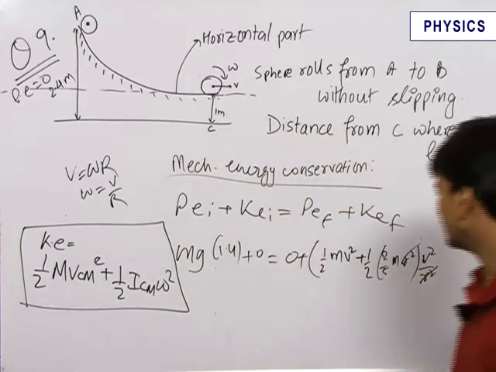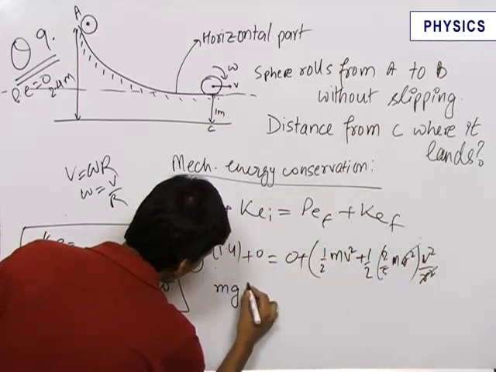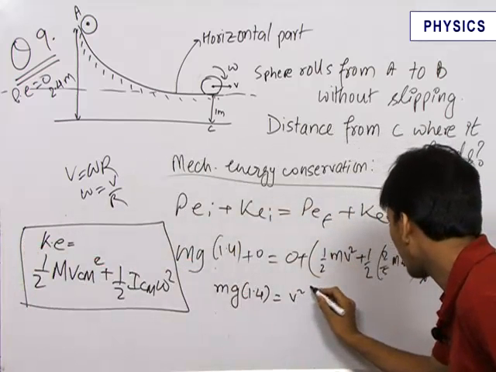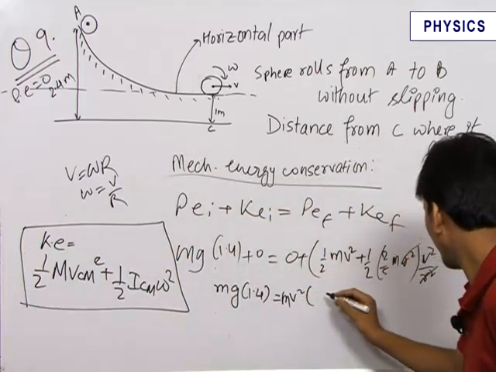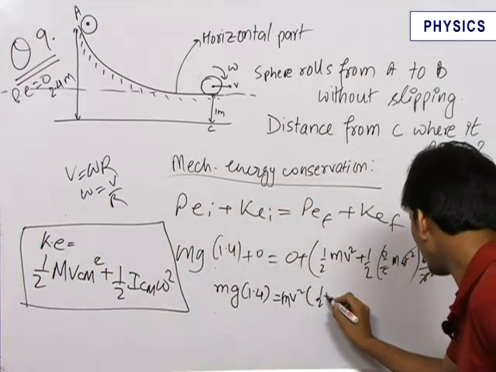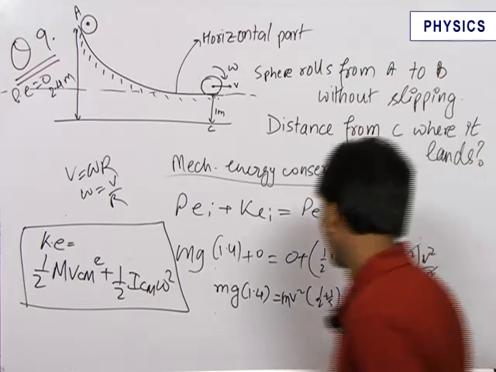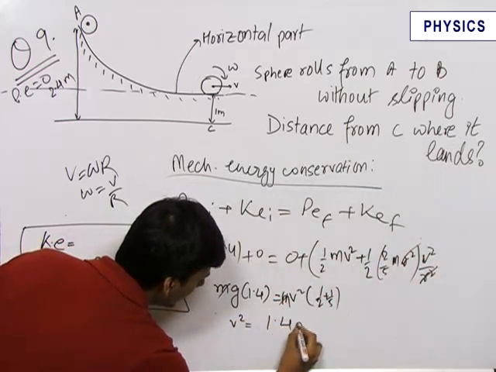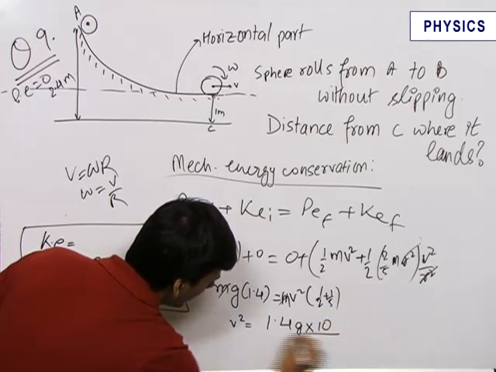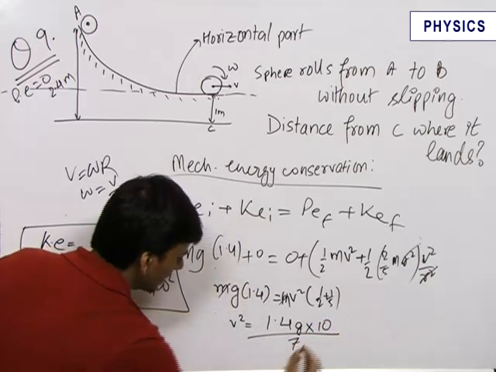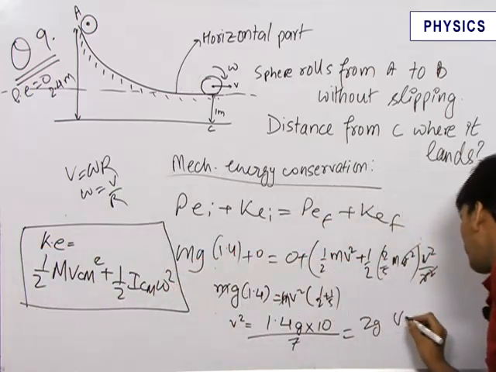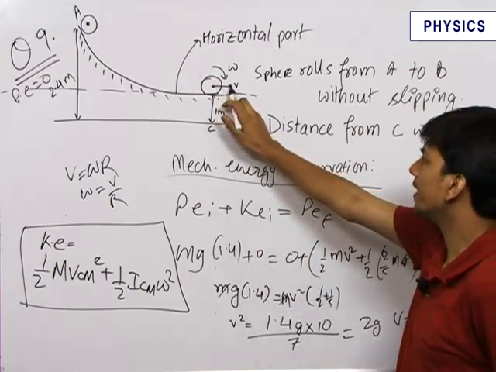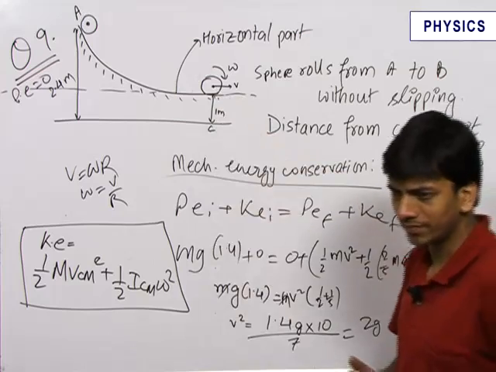This R square gets cancelled to give us the result mg into 1.4 is equal to m v square into (1 by 2 plus 1 by 5). M gets cancelled. We get V square is equal to 1.4 g into 10 by 7. This comes out to be 2g. Therefore, velocity is equal to root over 2g. So we get the velocity of this object at this point, that is equal to root over 2g.